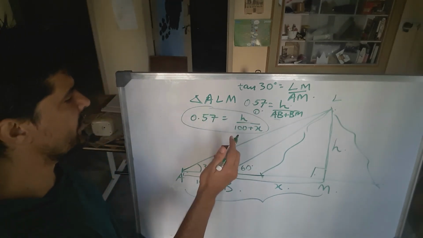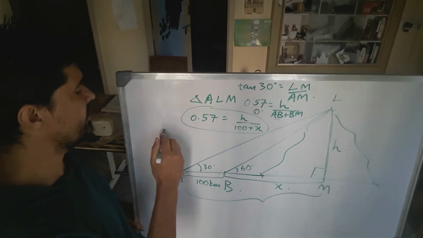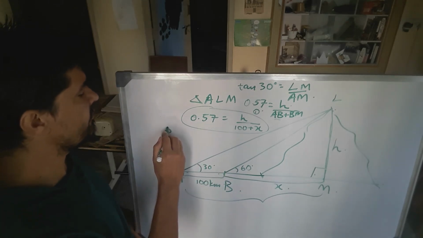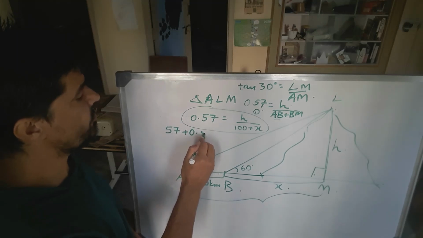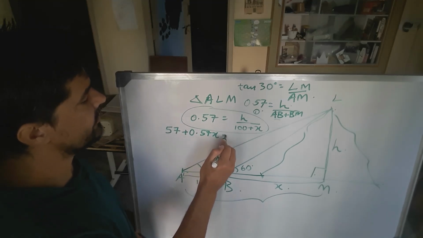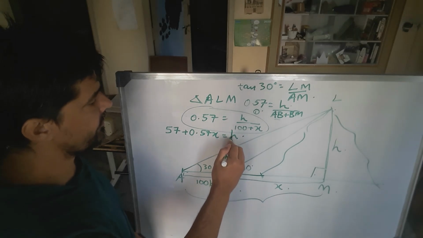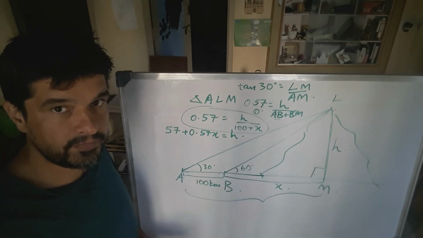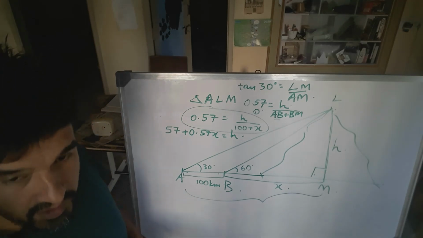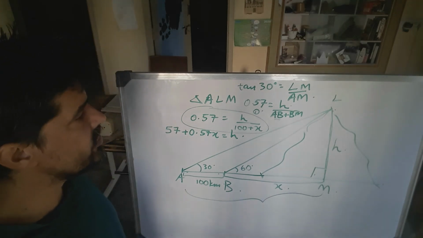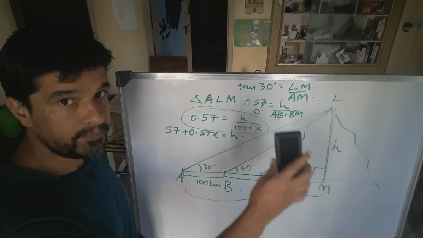Let me cross multiply. So if I cross multiply and take it here, I would get 57 plus 0.57x is equal to H. We got one equation. Let's look at the second equation which we can get, which we will use triangle BLM. So I'll try that now.